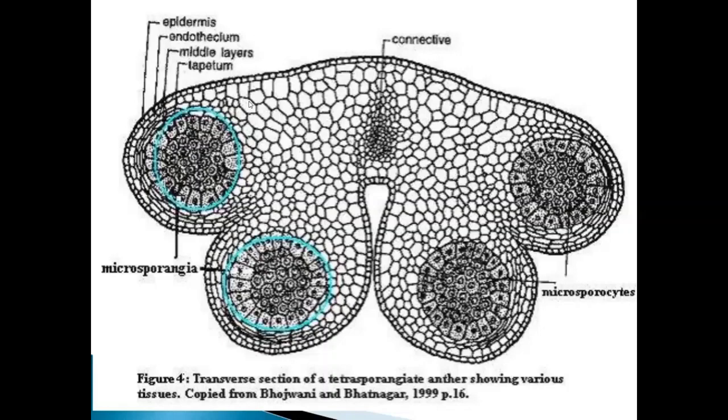The tapetum is the innermost layer of the anther wall. Beneath these layers are the tapetum cells. The tapetum is the innermost layer of the anther wall. It surrounds the microsporogenous tissue. So these tapetal cells are useful in the nutrition of the microspores.